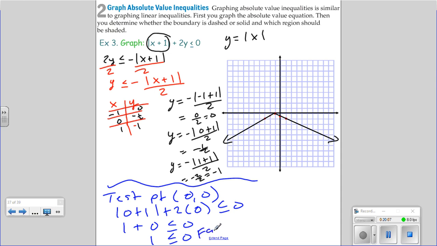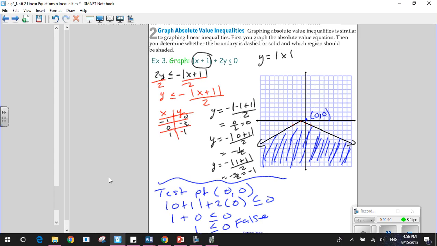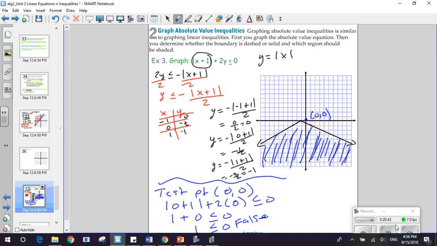No, that's false. So we'll shade below. We'll shade everything beneath it because 0, 0 is not below the graph. It's above the V. So that's why we're shading downwards. Here's 0, 0. There's my test point. So since it was false, we shade everything below. And this concludes your notes. Good luck. Do the rest of the examples on your own.